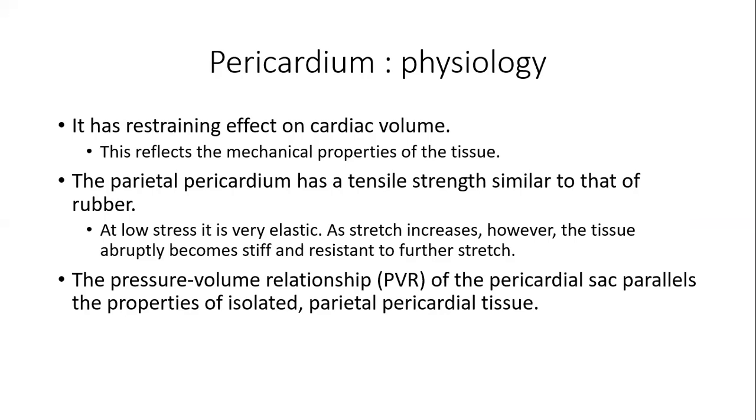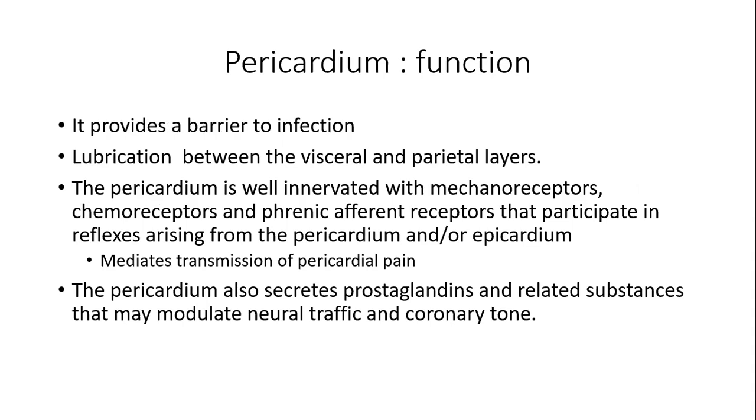This reflects the mechanical property of the pericardium. The parietal pericardium has a tensile strength similar to that of rubber. At low stress, it can be elastic, and as the stretch increases, however, the tissue abruptly becomes stiff and resistant to further stretch. So the pressure-volume relationship of the pericardial sac parallels the property of isolated parietal pericardial tissue.